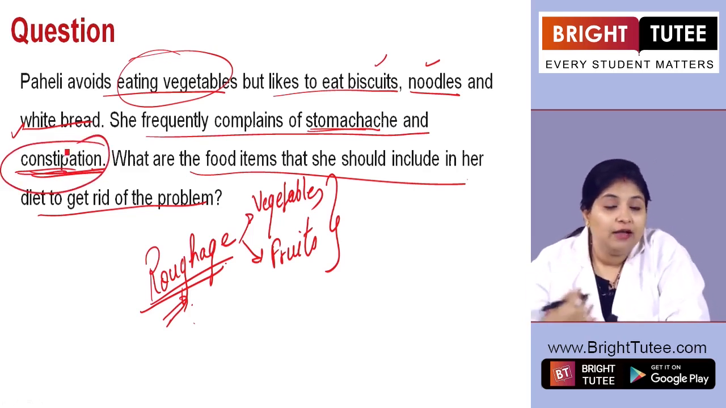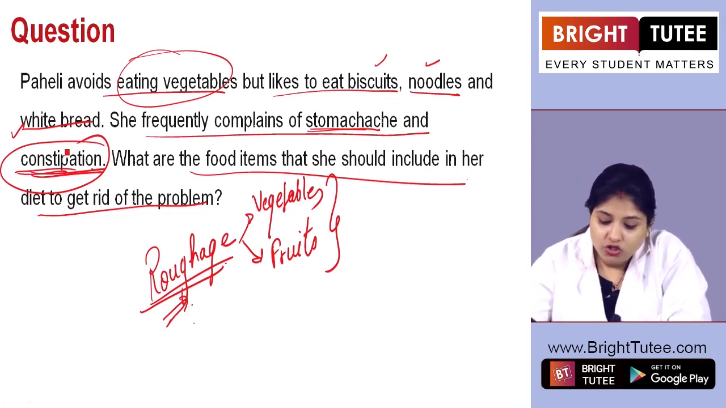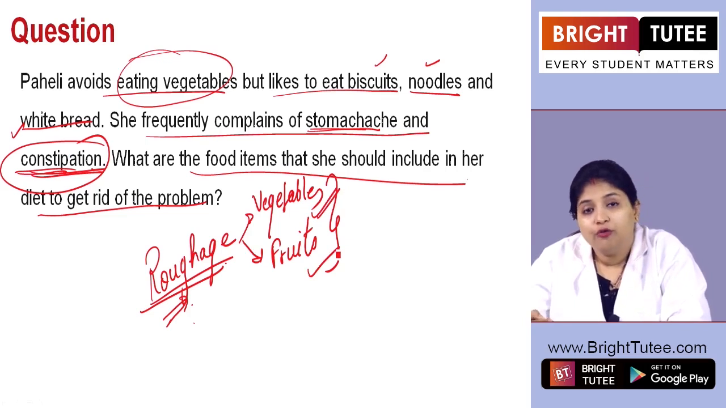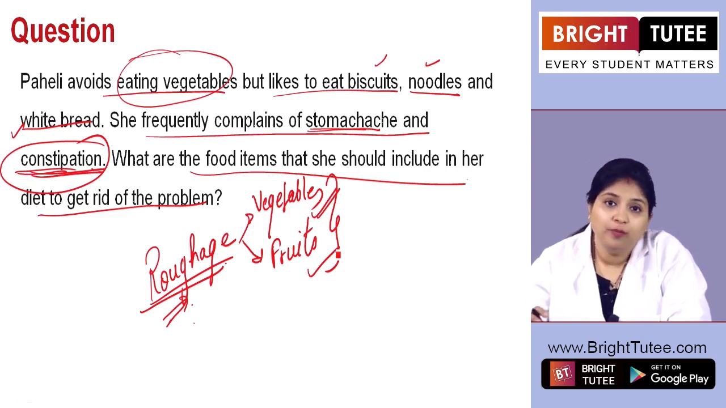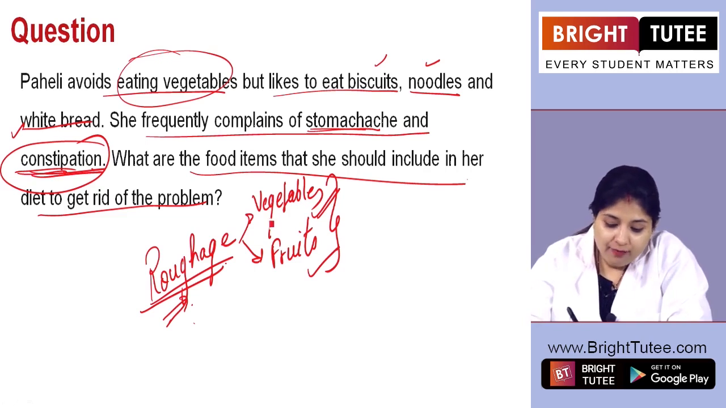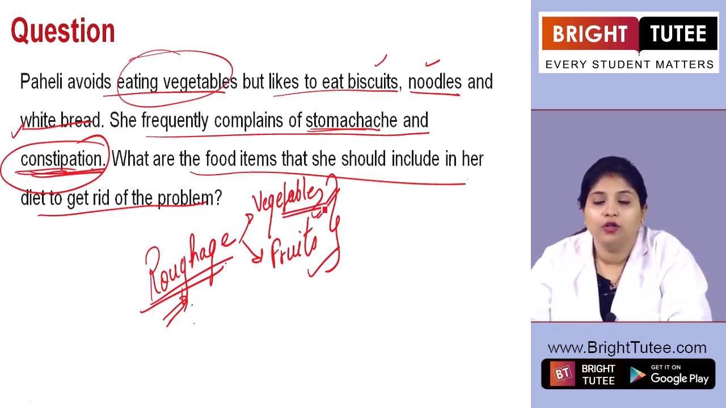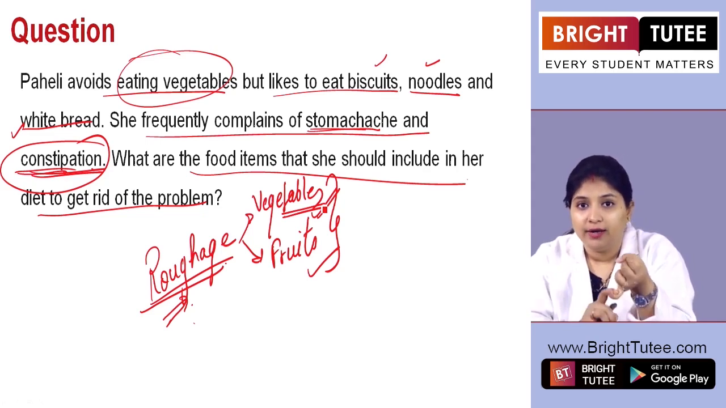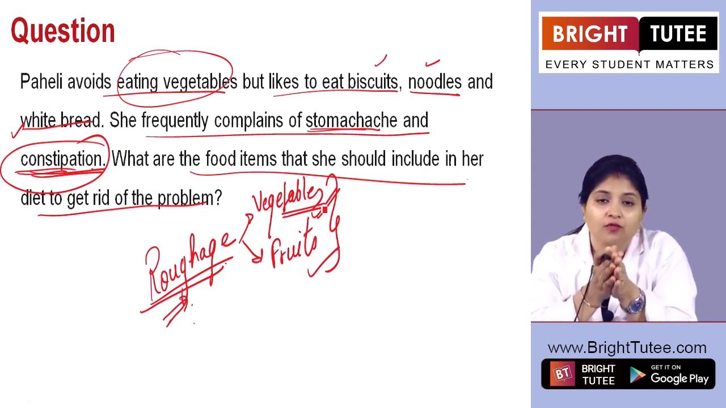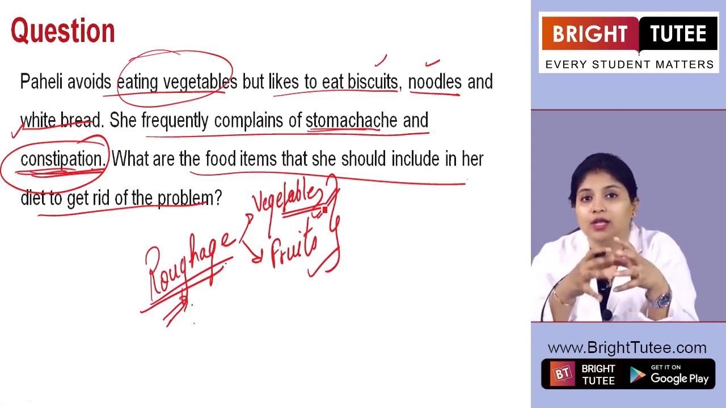So the suggestion that we can give to Paheli is that she should include a lot of vegetables and fruits like guava, like apple. All of these things should be included, like papaya should be included in her diet. Apart from that, green leafy vegetables should be included in her diet, right? So all of this will increase the roughage amount in her food.